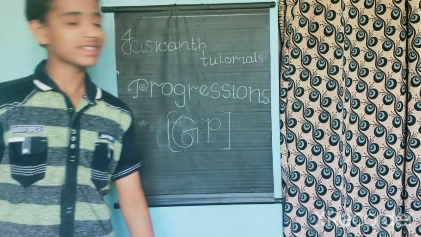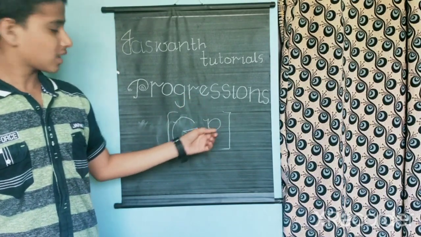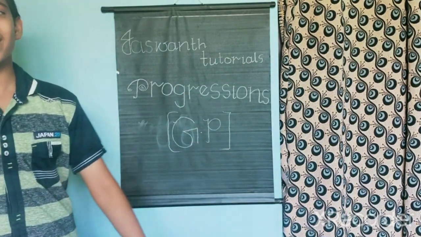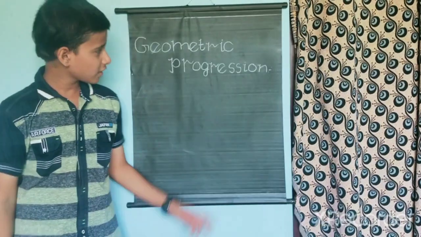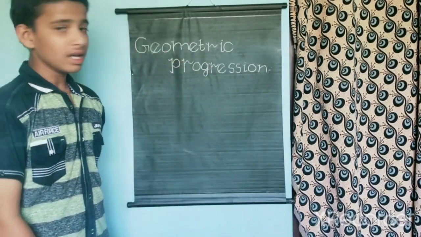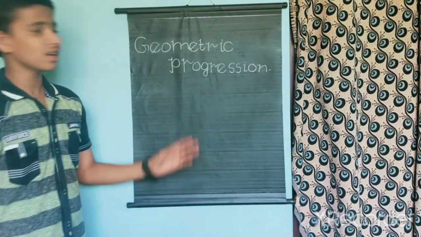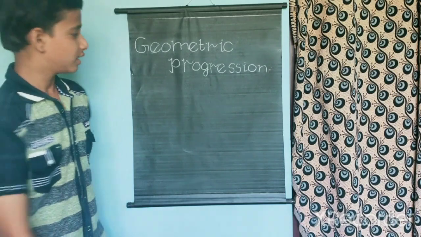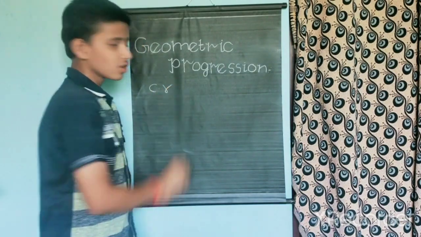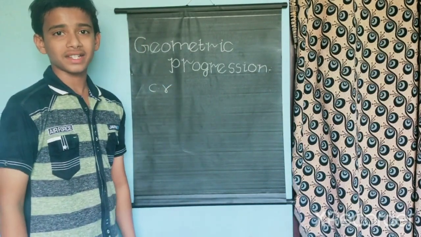In the previous video we discussed the arithmetic progression topic in the progressions chapter. Today we will discuss geometric progressions. First of all, geometric progression: a sequence of non-zero numbers is called a geometric progression if their common ratio is always the same.